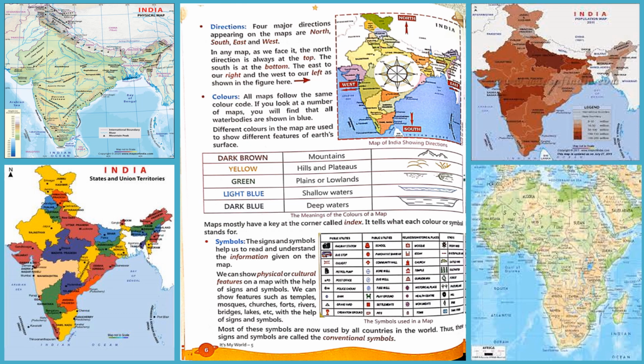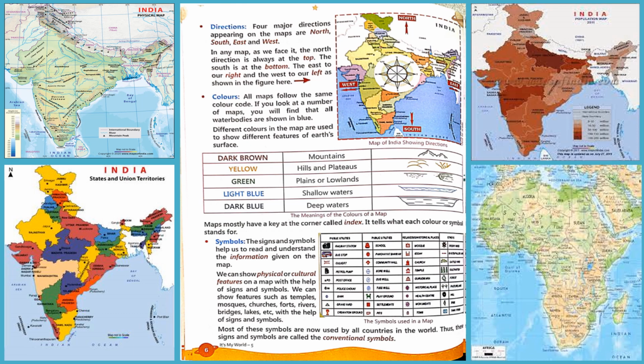What are the four main directions? You already learned this in standard 3 and 4 also. What are the four main directions? North, south, east and west. These are the four main directions. Clear? Next, colors. All maps follow the same color code.